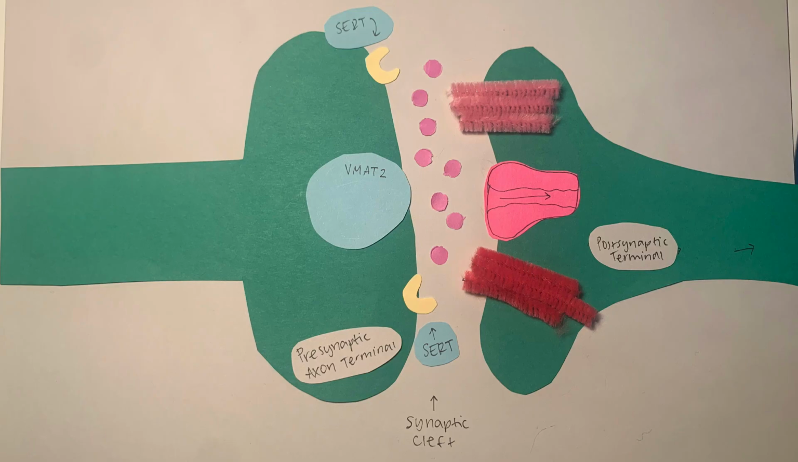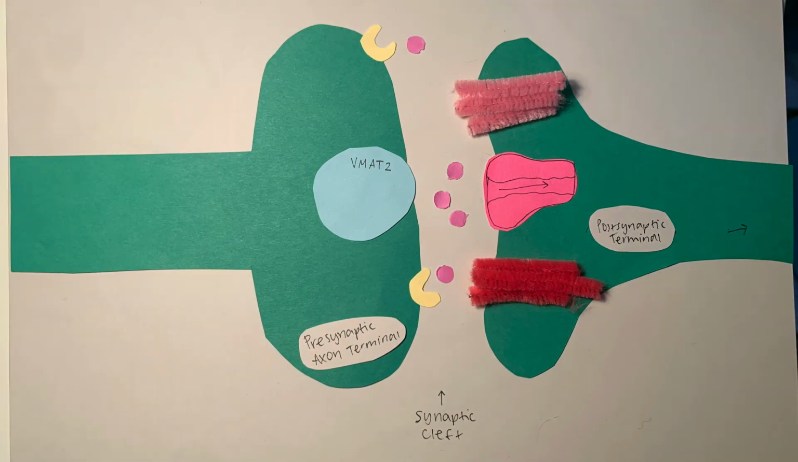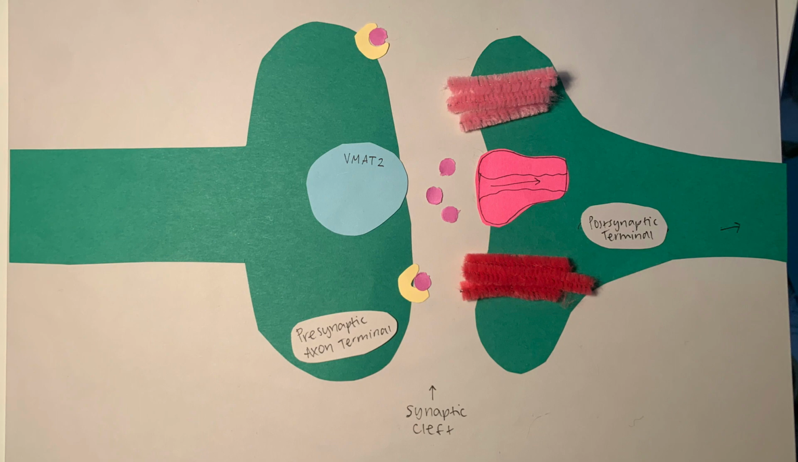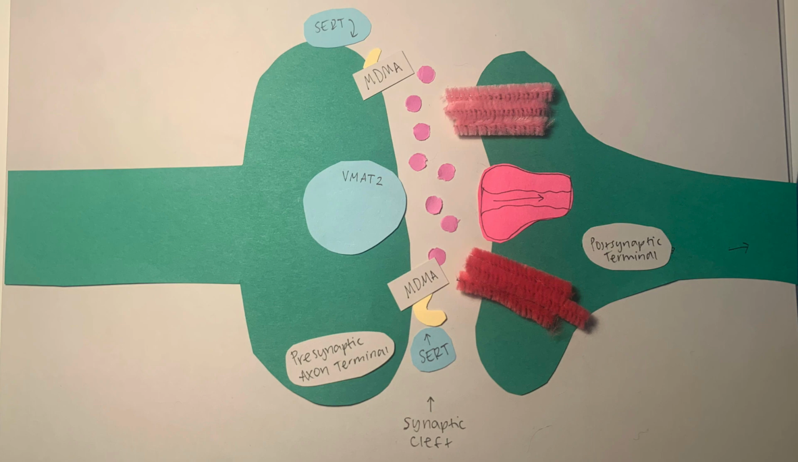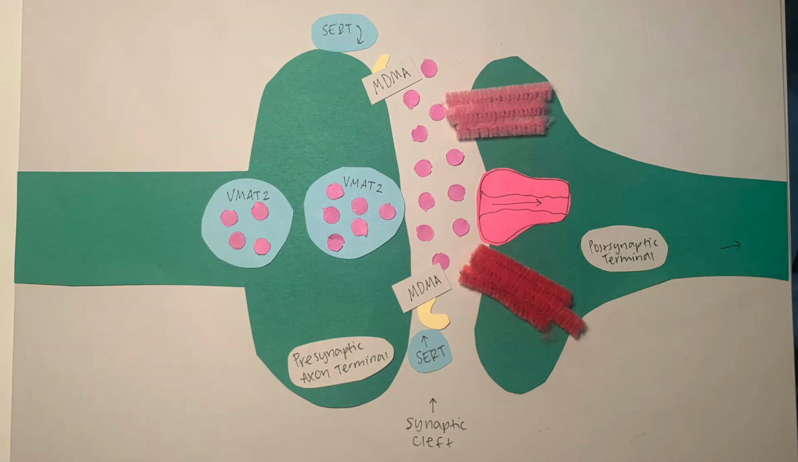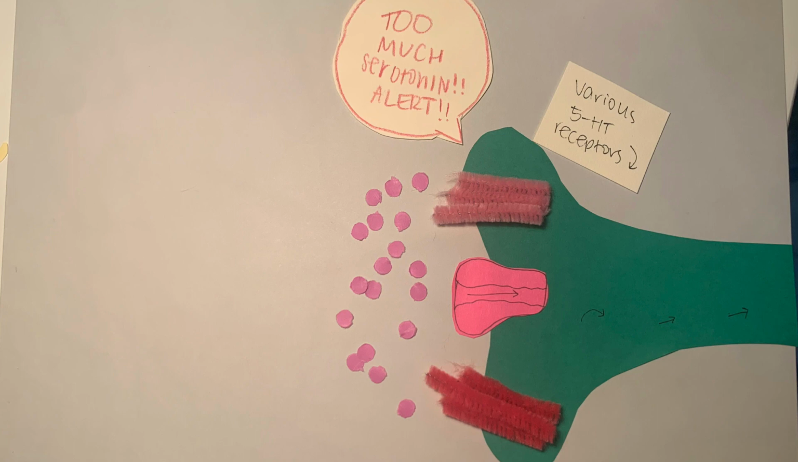First, MDMA blocks the reuptake of serotonin by inhibiting the SERT, or serotonin transporters. Under normal circumstances, these transporters monitor serotonin concentration within the synaptic cleft and return the serotonin back to the presynaptic terminal. When MDMA is introduced, the SERT are inhibited, causing a buildup of serotonin inside the synaptic cleft, leading to overactivation of the postsynaptic 5-HT receptors.